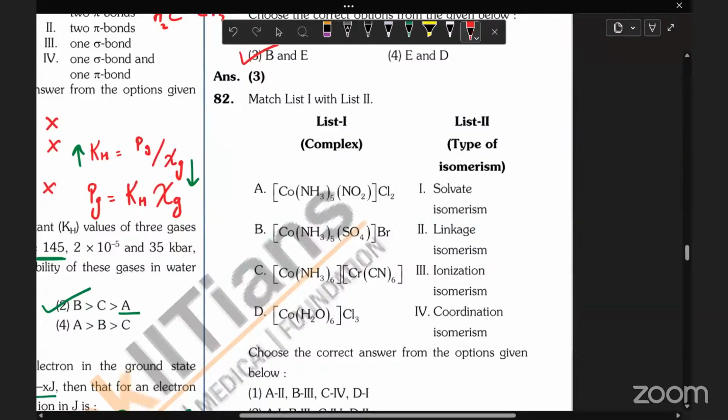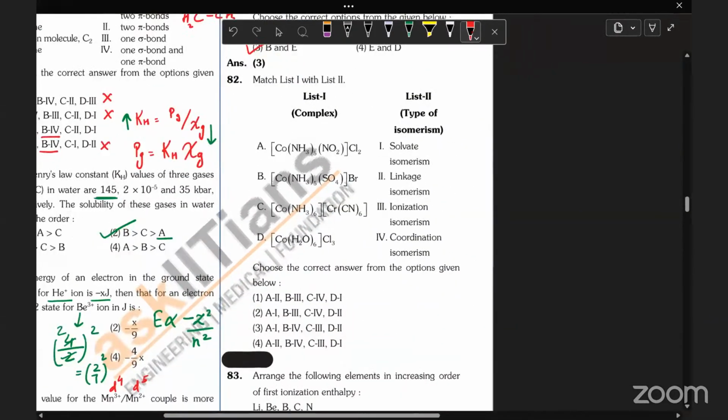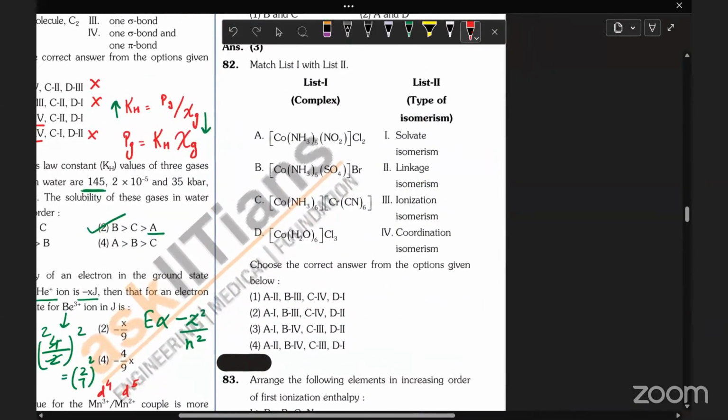Keep learning, keep moving. And the next question is again from coordination compounds, the isomerism part, right? So this time the questions have been asked from those areas from where generally the question doesn't come up, right? So that's something good. And if I look at the question, look at the molecule.